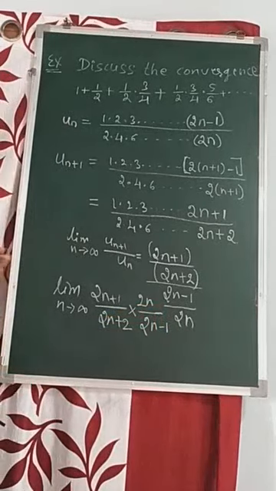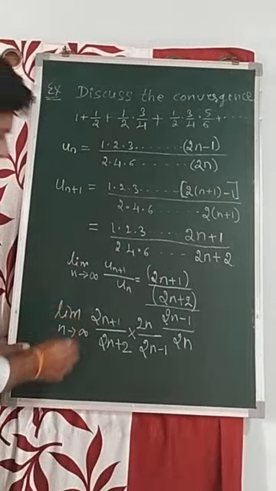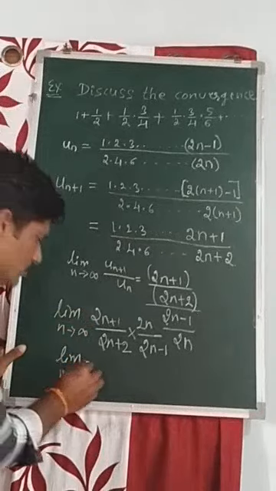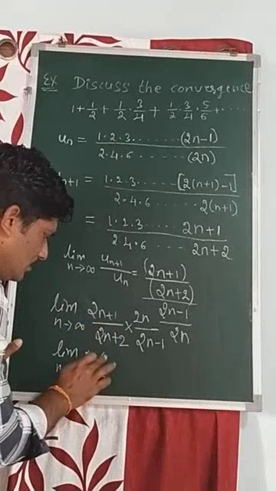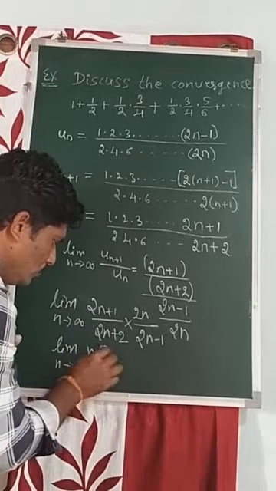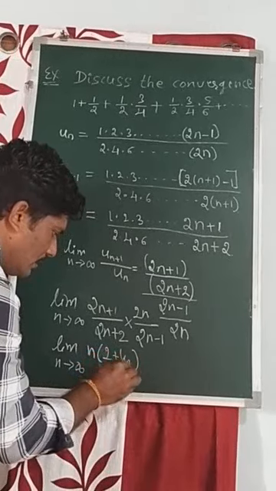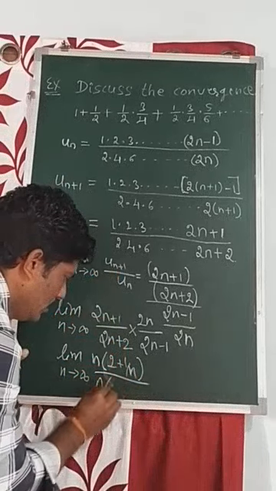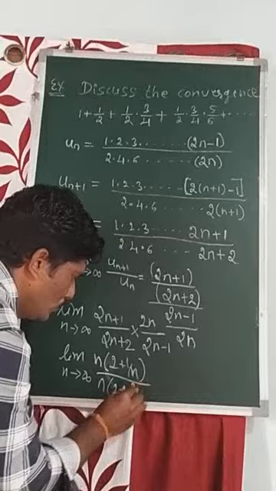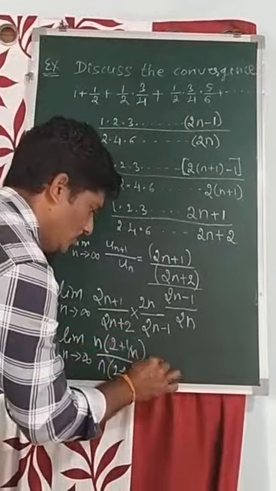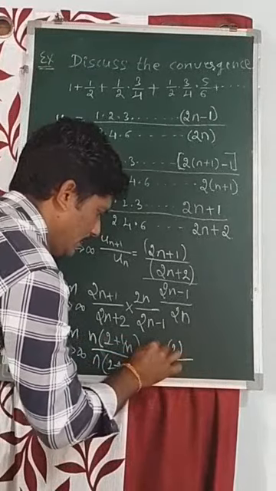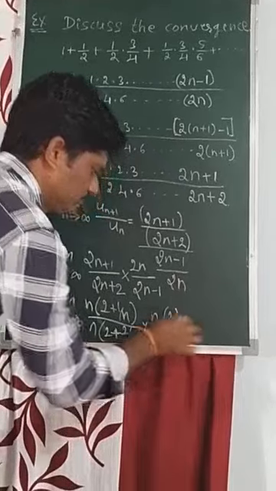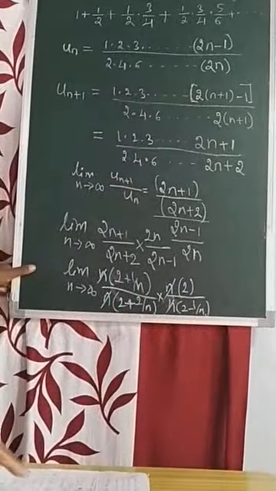Okay. Next, applying the limit n tends to infinity. Take n outside in this term, n into 2 plus 1 divided by n. Taking n outside, n into 2 to n, 2n into n cancels. Divided by, here also take n outside, 2 plus 2 divided by n, into n into 2. Here also take n into 2 minus 1 by n. N cancels, here also n cancels. Next step.